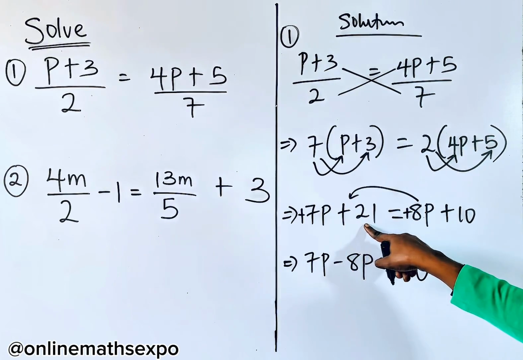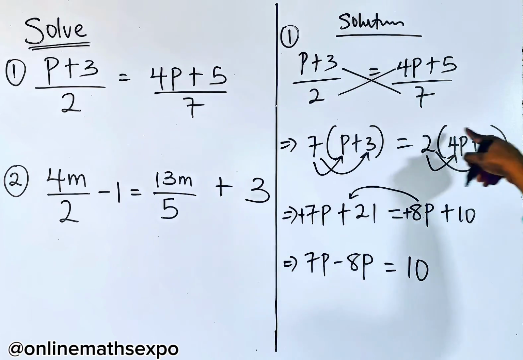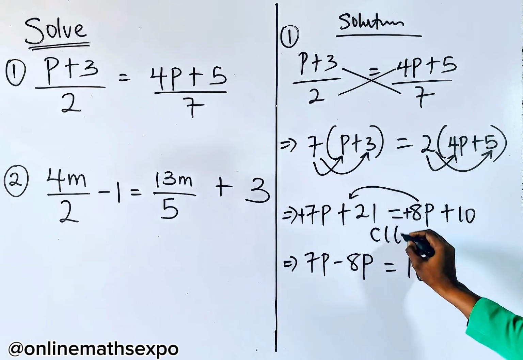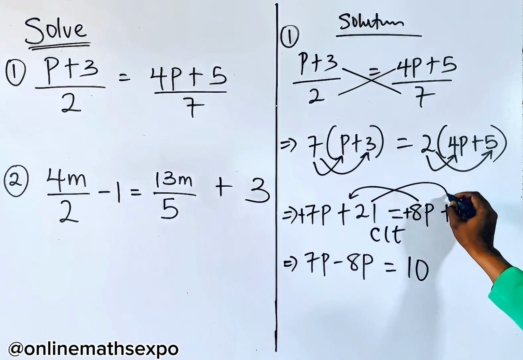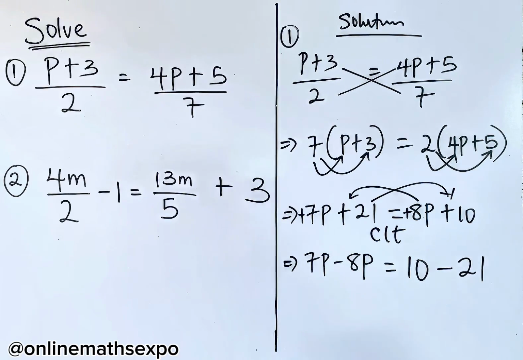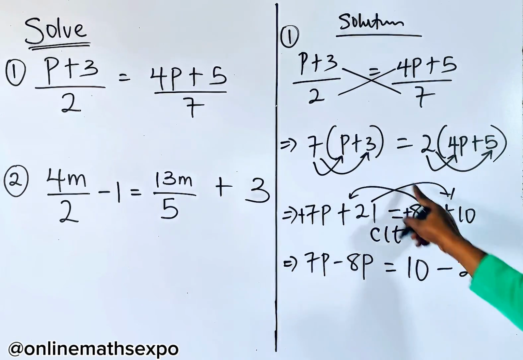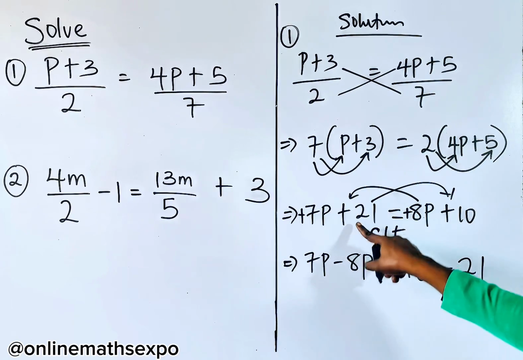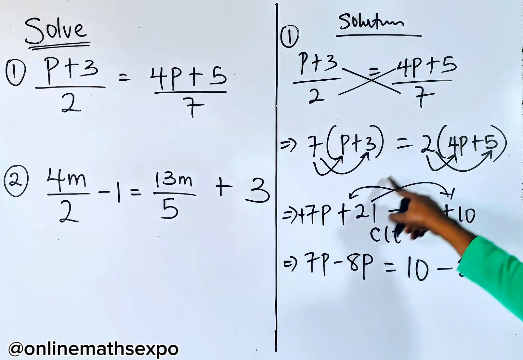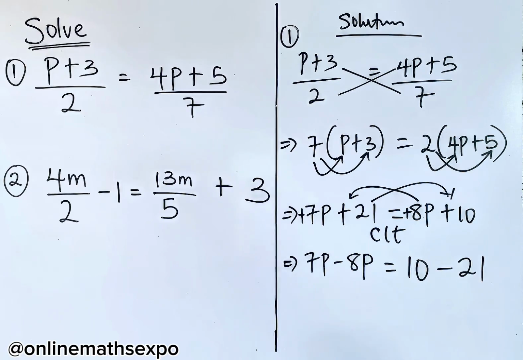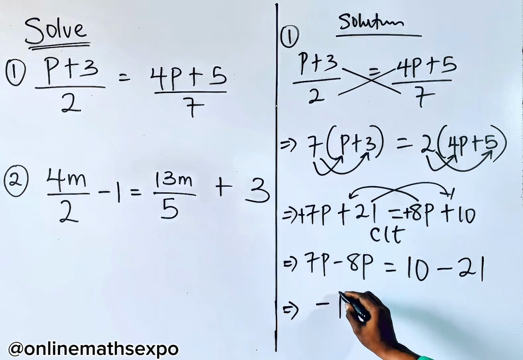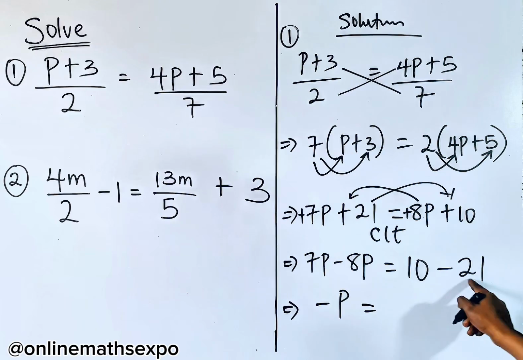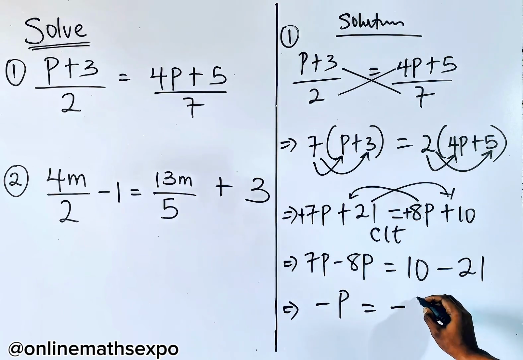Now this 21, you will also want to remove it to bring it to this part. Remember, we said we are collecting like terms. So to remove 21, because it's positive, you are going to subtract 21. Did you see that? Moving 8p to the left side, you subtracted. And to take this to the right side, you also subtracted because it is positive. So 7p take away 8p gives you negative p, or negative 1p, okay? And 10 take away 21 gives you negative 11.